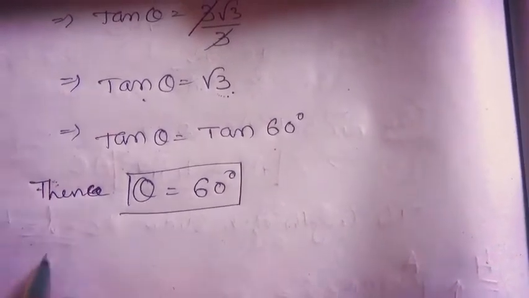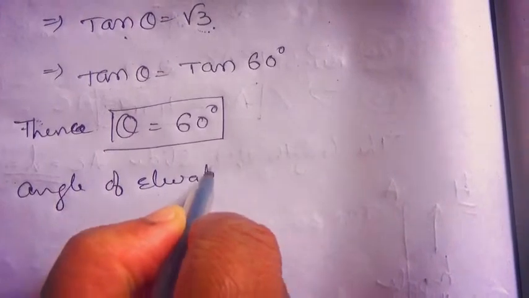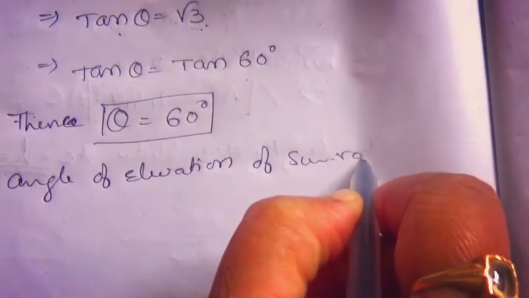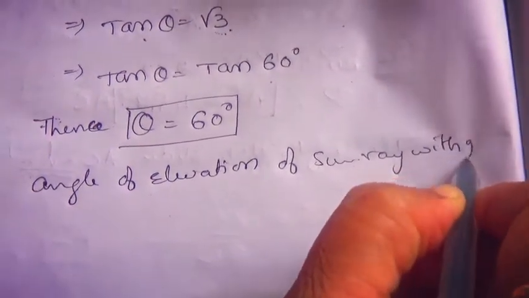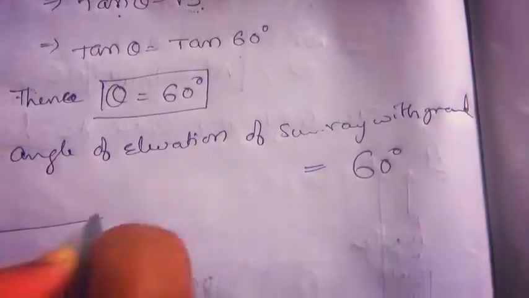So angle of elevation of sun rays with the ground is equal to 60 degrees. That's it. Okay.